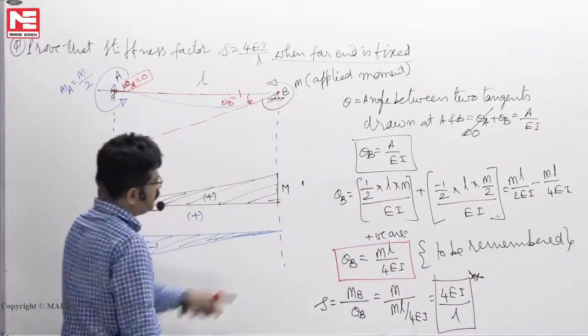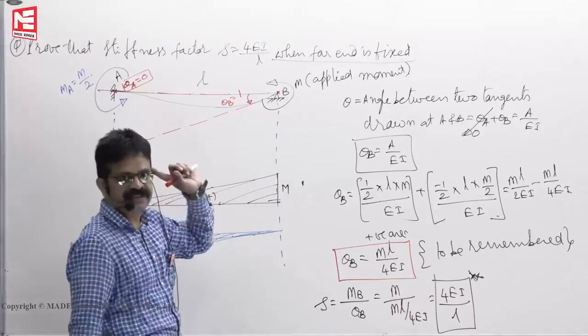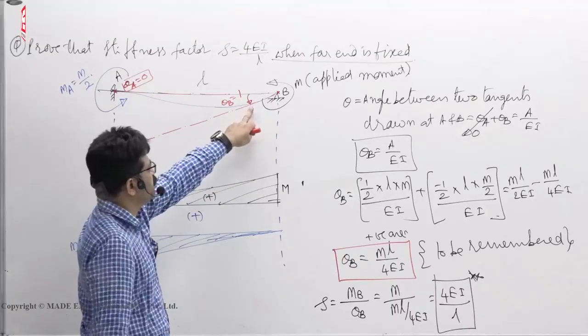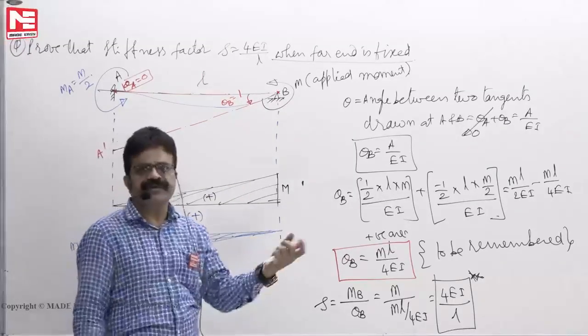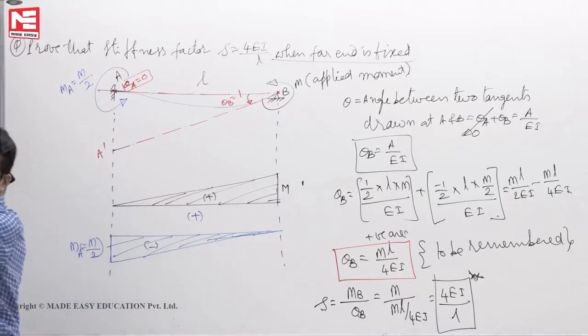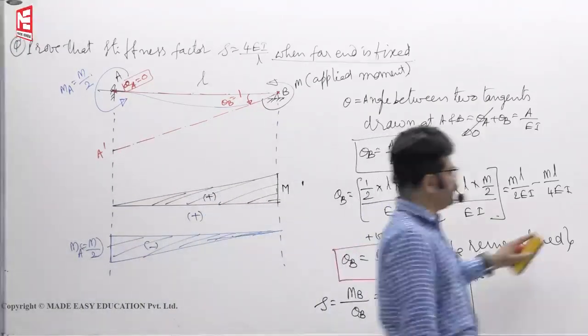Supposing that this idea of the angle between the two tangents you didn't get, you got the idea that first I'll find theta B as A dash by L. Then also only 20-30 seconds extra time you have to spend. How it should be done is like this.